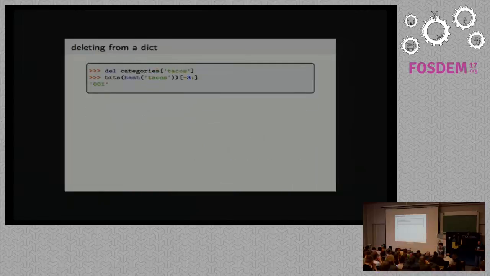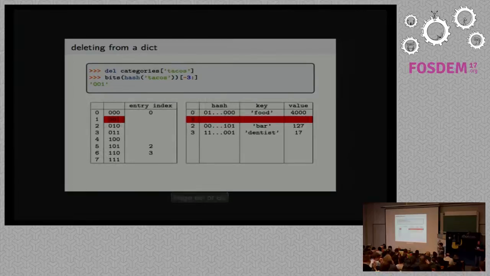Next, what if we want to delete an item from a dictionary? Let's say we want to remove tacos. Again, who would do that? But the hash is 001, sorry. Can we just remove the entry index and remove the content in the entries table, and that's it? Actually, we can't do this, because otherwise we couldn't access dentist anymore. If you remember, when we inserted dentist, we jumped from tacos, so if there's no tacos anymore, we can't know where dentist is located.